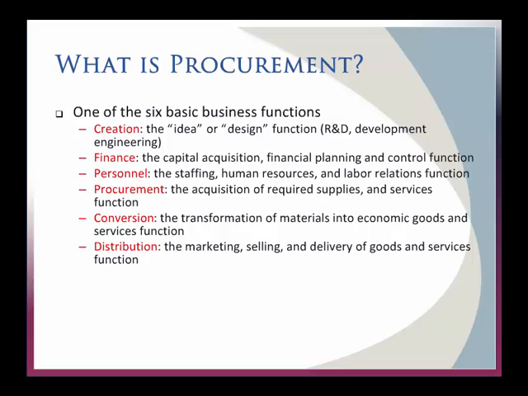So procurement's one of 6 basic business functions in the government. So there's creation, so that's the idea or the design. We already talked about that. That's part of the acquisition cycle, determining what it is we're going to do. Finance, personnel, procurement, conversion, and distribution are the main business functions of government.